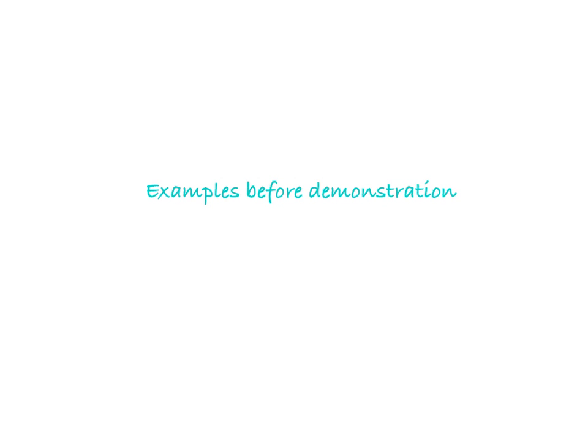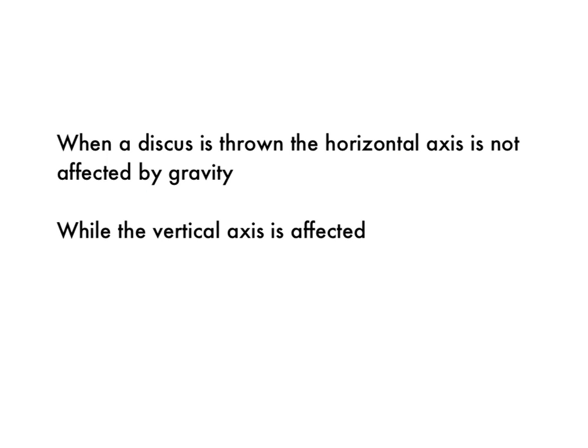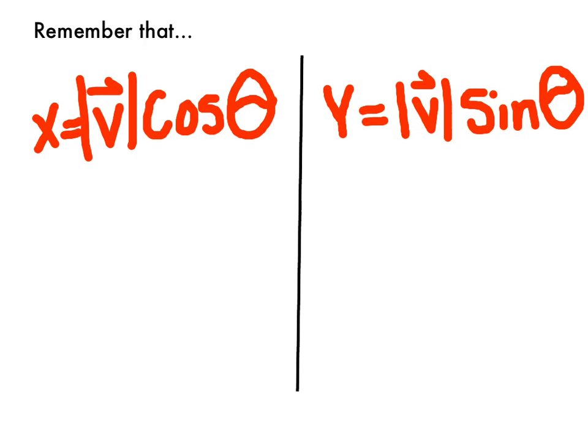Now I would like to show you a few example problems before the demonstration. First off, when a discus is thrown, the horizontal axis is not affected by gravity, while the vertical axis is always affected by gravity. Remember in the previous video when I showed you guys how x equals velocity times cosine theta and y equals velocity sine theta? Well, we're going to use these to show how far the discus has been thrown.